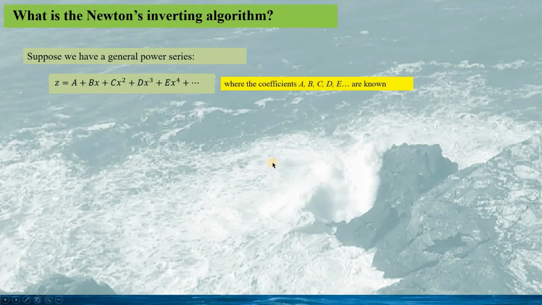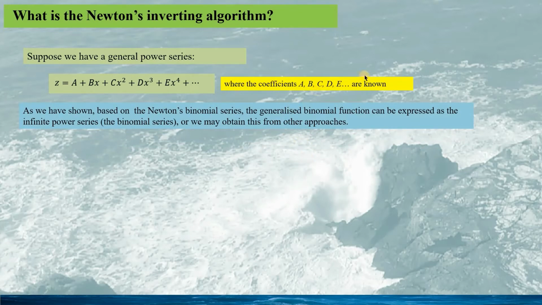Suppose we have a general power series given in a form like this, expressed as a power series of x. Here, the coefficients are a, b, c, d, and so on. As we have shown based on Newton's binomial series, the generalized binomial function can be expressed as an infinite power series, the binomial series. Of course, we may get this infinite series from other sources.